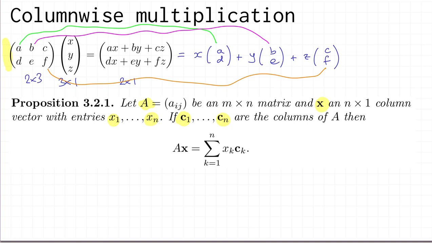So this is a really useful thing to have. It tells us something about when we multiply a matrix into a column vector. It tells us the result is obtained by taking the columns of our matrix A and multiplying them by the entries of the column vector and adding them all up. And there's a special name for this kind of expression. This is called a linear combination of the columns of A.